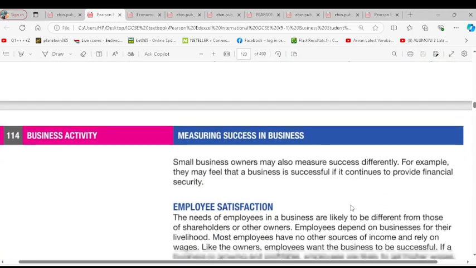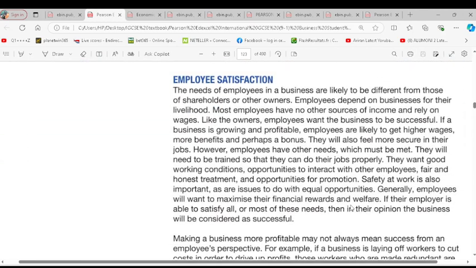We'll move on. So basically, if the shareholders or the owners are satisfied about the business, they have their target, they have their objective, that means the business is successful. It's a measure of success. If owners' objectives are met, the business is successful. That is on the aspect of the owners. Their satisfaction. And owners want to derive satisfaction through what? Profit, most of the time. So go to employee satisfaction.